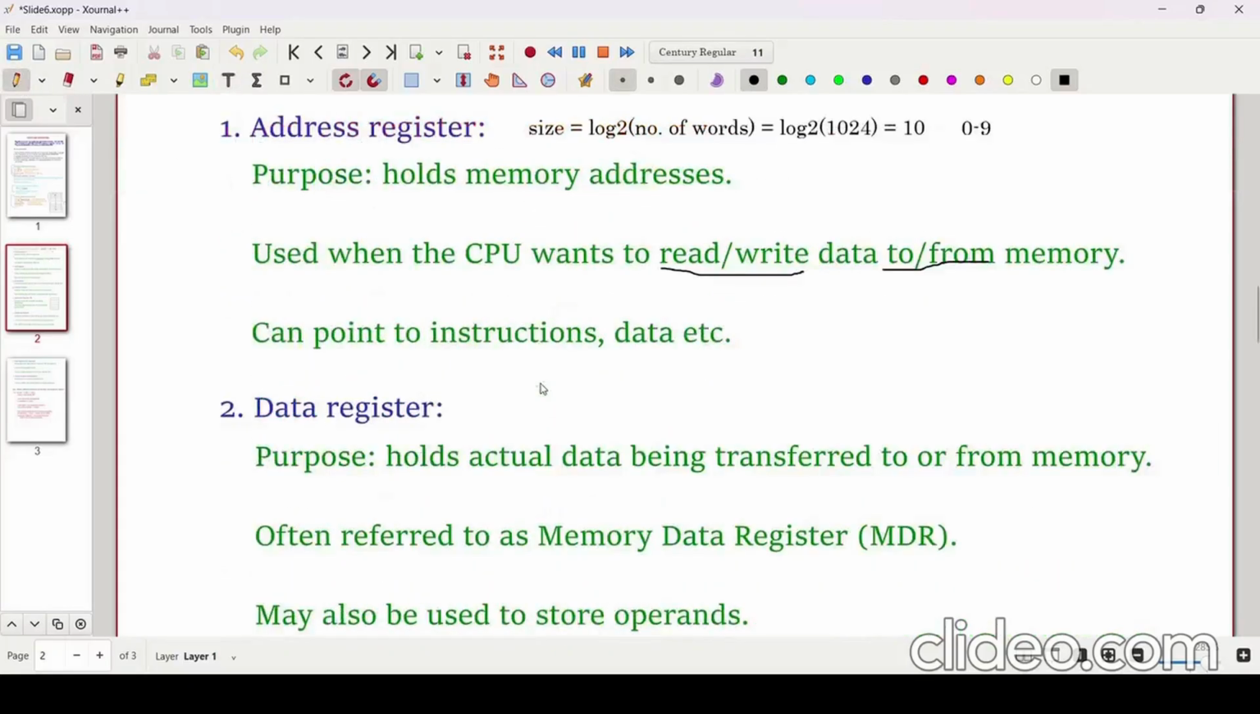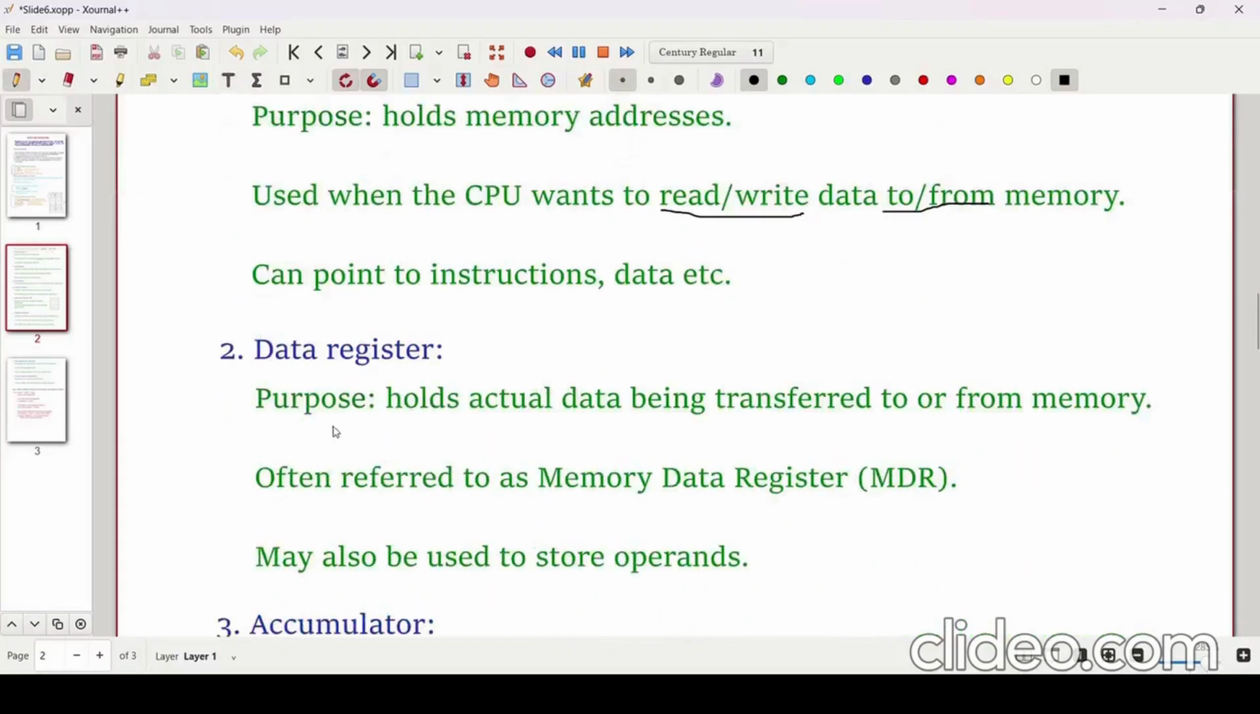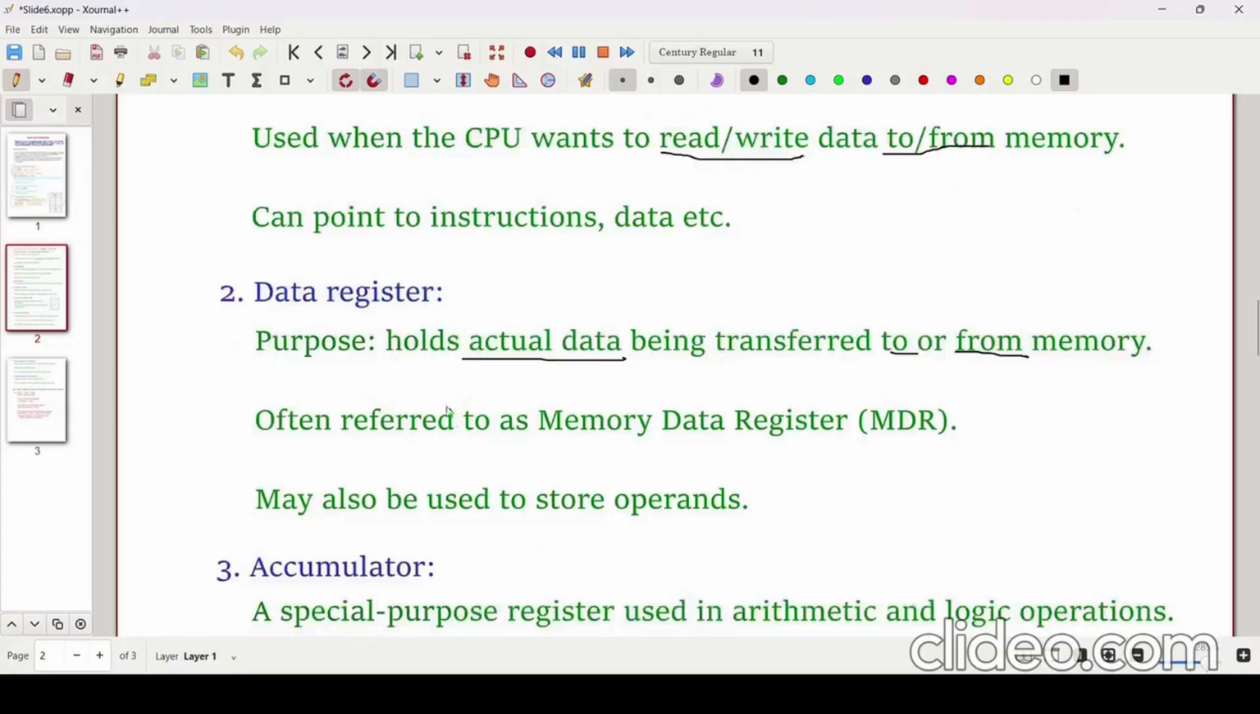Now let us move on to the data register. Basically it holds the actual data. Please note this one, actual data being transferred to or from the memory. So basically it acts as a bridge between the CPU and the memory. It holds the actual data being transferred, right? And it is also called the memory data register, MDR. And it is also used to store operands. Like if you want to add 3 and 5, then the data register can also store the operands 3 and 5, right?